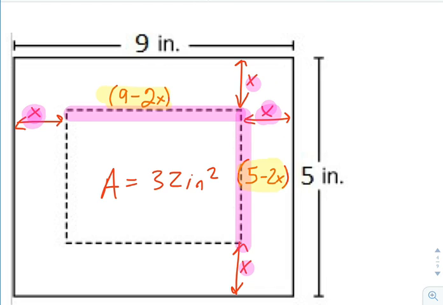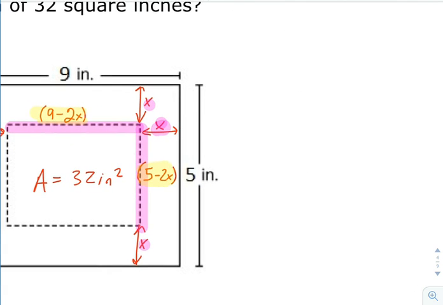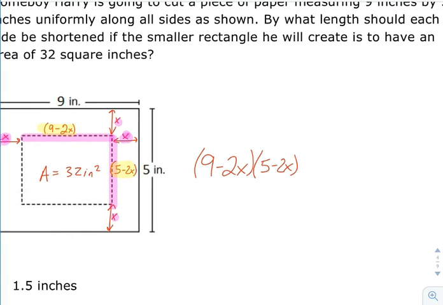Do we know what X is yet? No, but they still represent the length and width, and what are you going to do with those two things to get that area of 32? Of course, you're going to multiply them. That's what area is: length times width equals 32. There it goes.